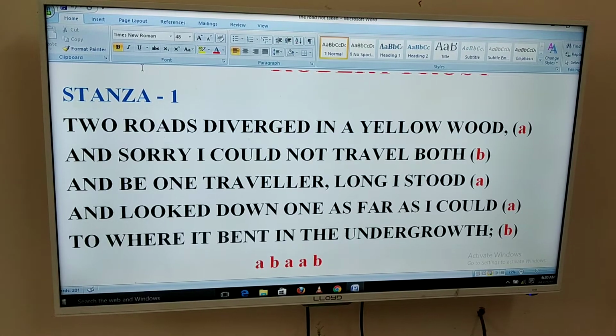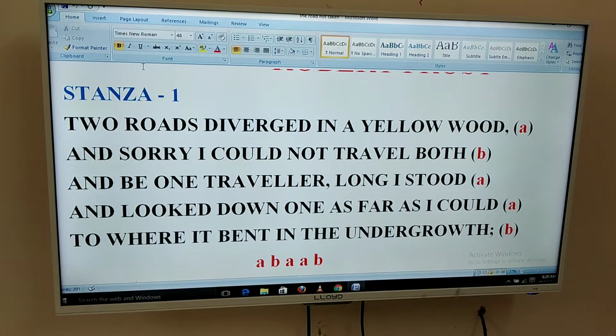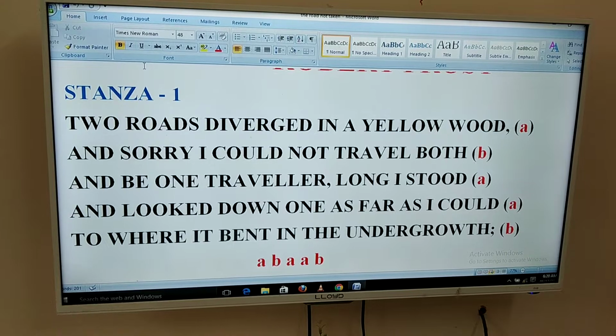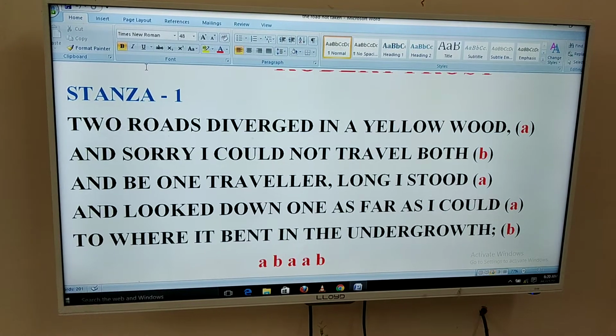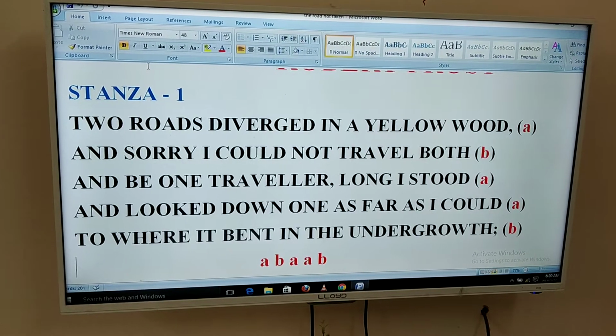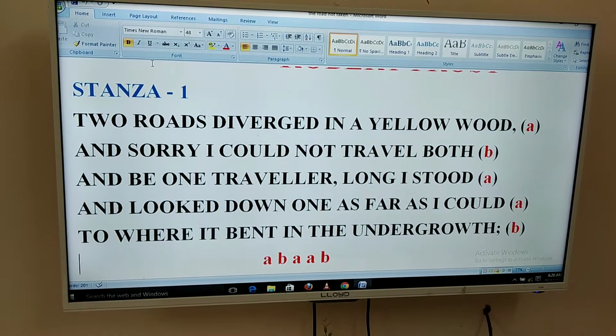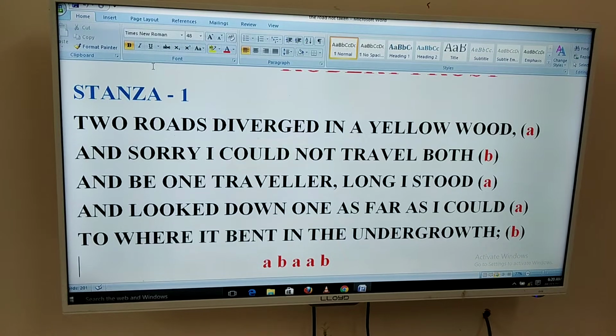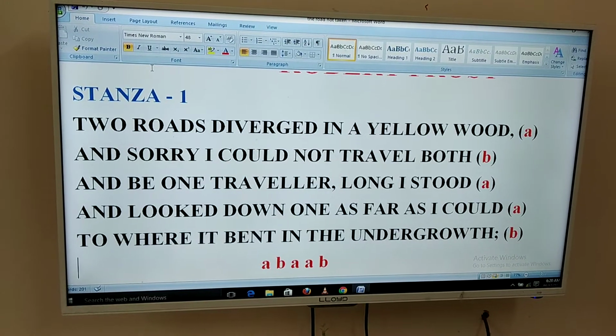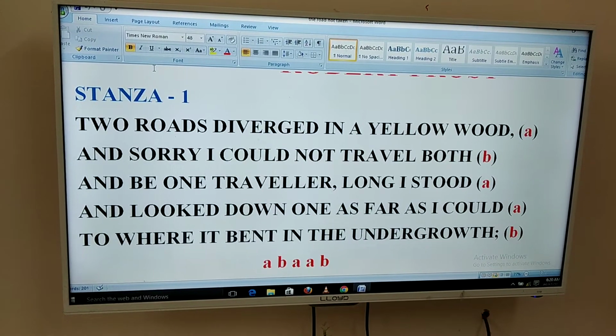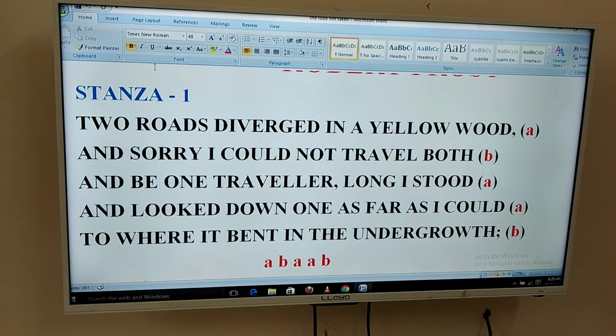Good morning, students. In the previous class, we learned the summary and understood the central idea of the poem The Road Not Taken, written by Robert Frost. In today's class, we will focus on literary devices and rhyming scheme.